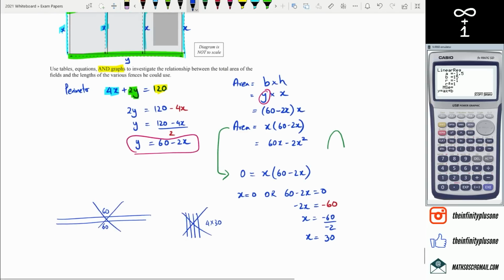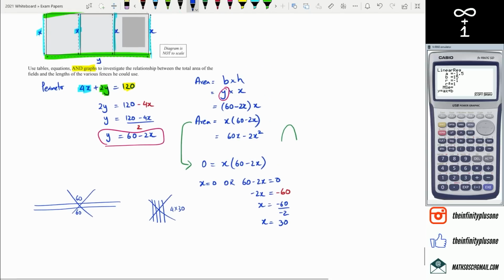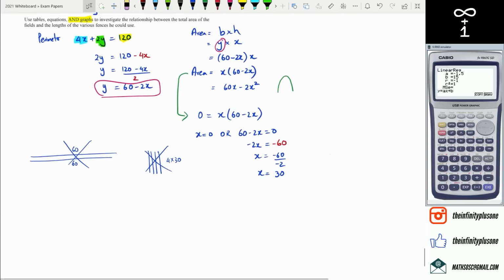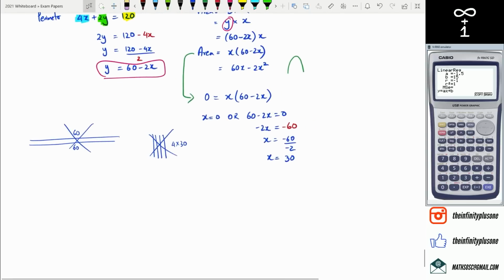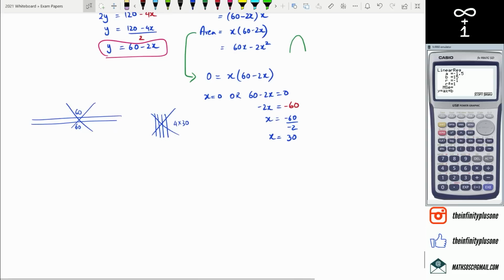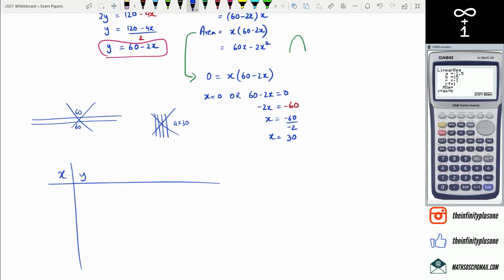So what does this look like in terms of a graph? What we're going to do is give a table first. They did ask for a table. So we're going to put down x first, and whatever the y is, and then we're going to put down the area.